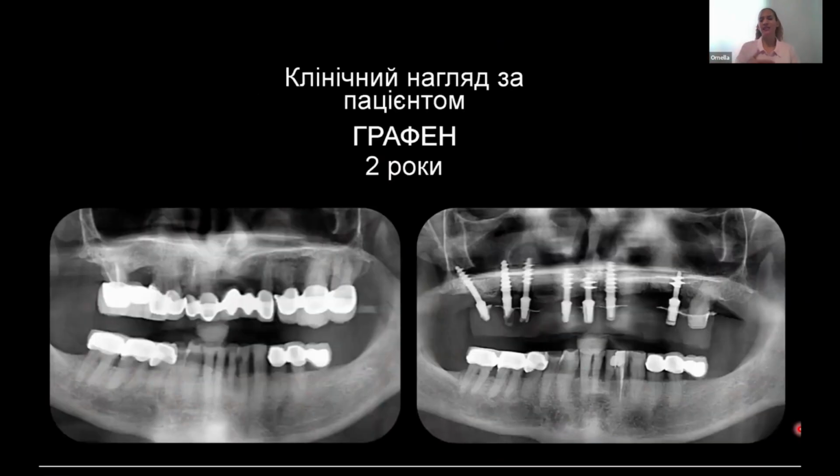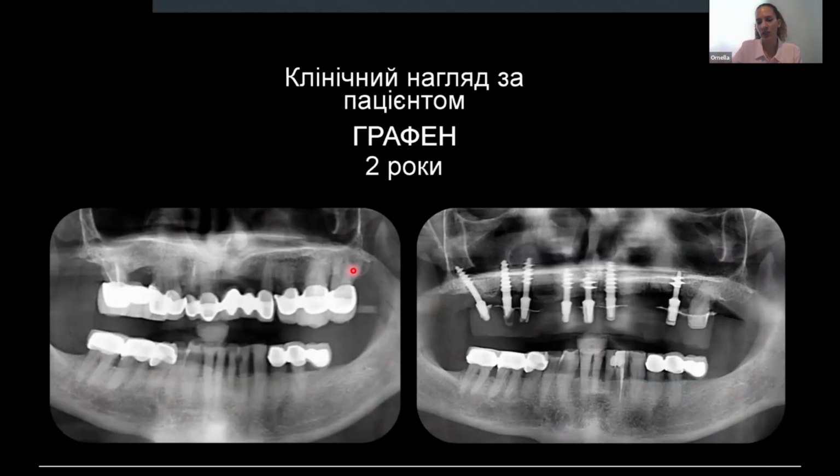And finally, this is the X-ray after 2 years also, okay? Finally, the doctor decided to put implants, and as you see here, he also has natural teeth here. And we do the graphene structure, and this is the follow-up after 2 years, okay?